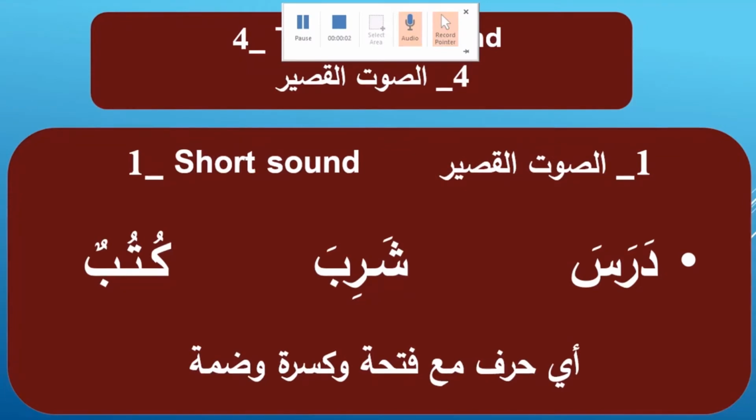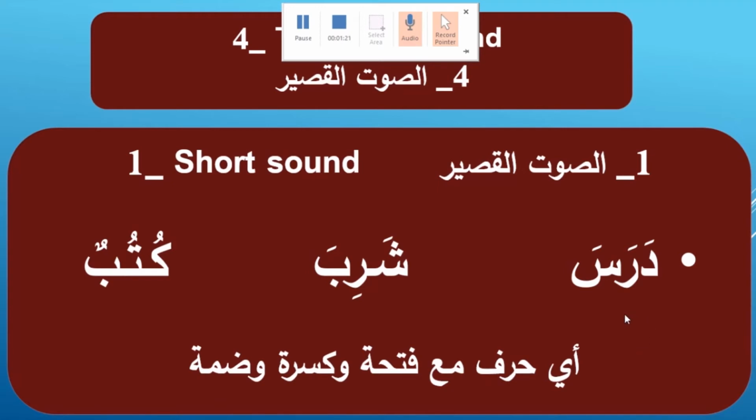أربعة. الصوت القصير. Short sound. As we remember, to learn how to read any word in Arabic, you need three things. First, الصوت القصير, short sound. Second, الصوت الطويل, long sound. Third, المقطع الساكن, silent part. So, here we are going to study only الصوت القصير, short sound. What is الصوت القصير? The short sound is any alphabet letter with فتحة, which is A sound, كسرة, which is E sound, ضمة, which is U sound.